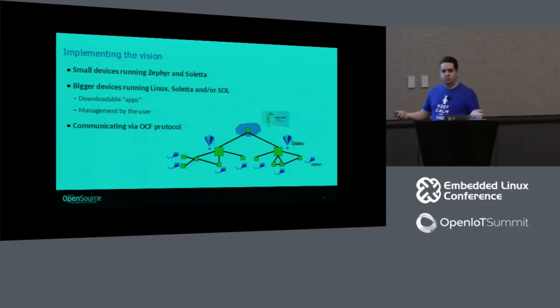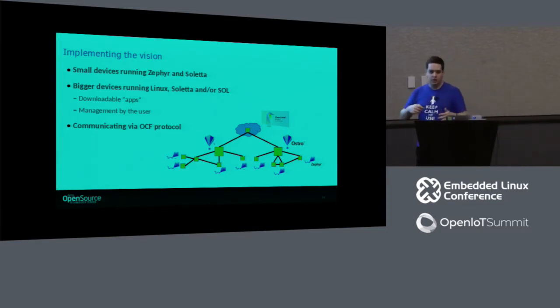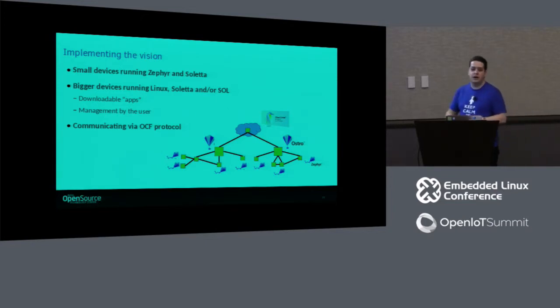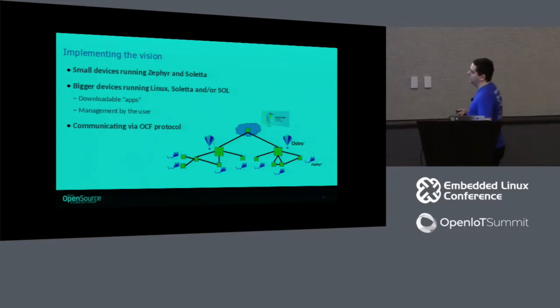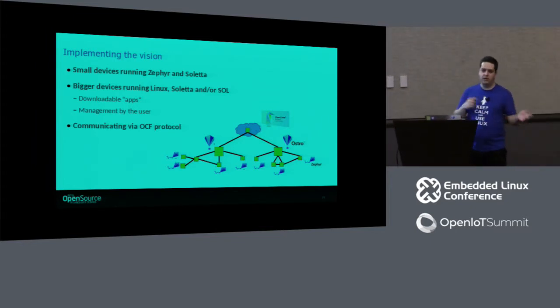Some of them, you have a little more wiggle room. You run with Solita, which allows you to do more things. Which allows you to start migrating upwards and downwards. It allows you to have different communication protocols. So instead of sending a simple BLE beacon, now you're talking the OCF protocol. Bigger devices would be running Linux. It might be running Solita, might be running SOL.